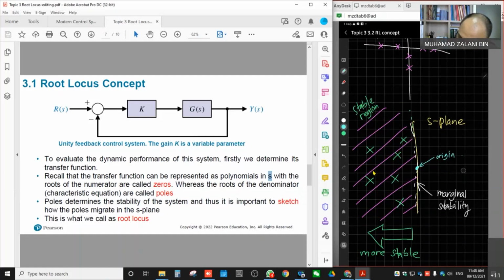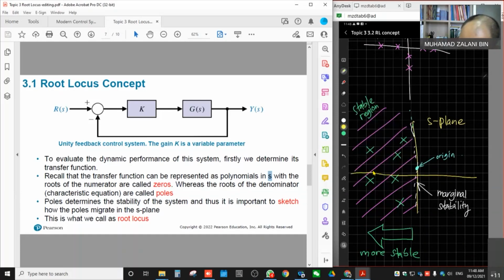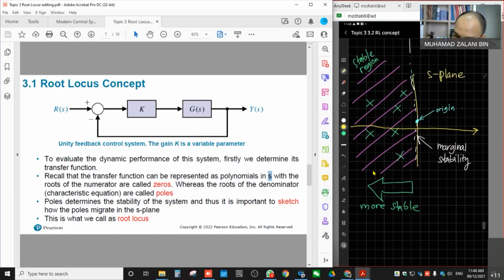Okay, saya nak tulis balik ya dengan, I'm going to use the yellow one. Okay. So that is real axis. Real axis represented by sigma. Okay, and the vertical axis is imaginary axis. We represent it as a frequency function. Okay, frequency function which is omega. So this is the S plane lah. This is the representation of S plane, S domain lah.